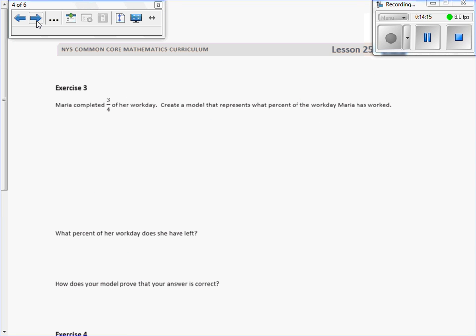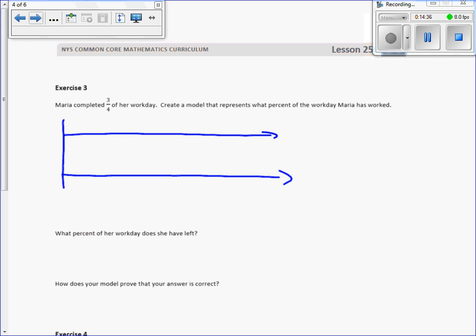Exercise 3. Maria completed 3/4 of her workday. Create a model that represents what percent of the workday Maria has worked. Okay. Well, I could do this. All right. Percent. Portion of day or hours or something like that. So 0 is 0% of her workday.